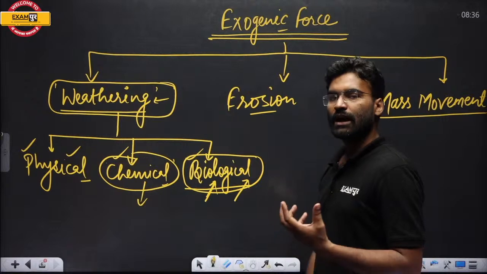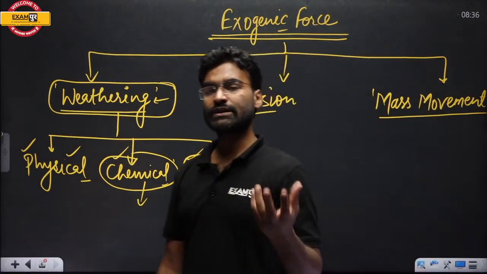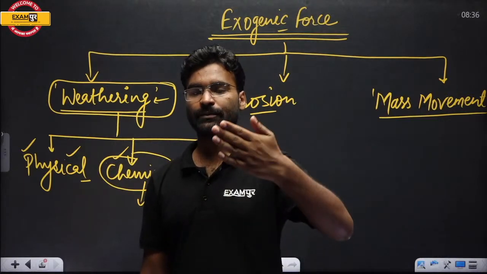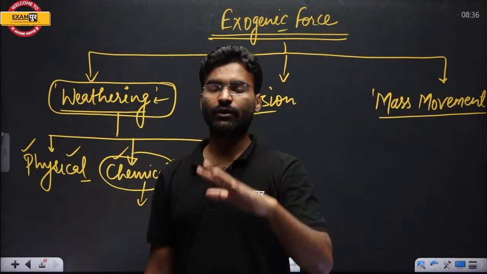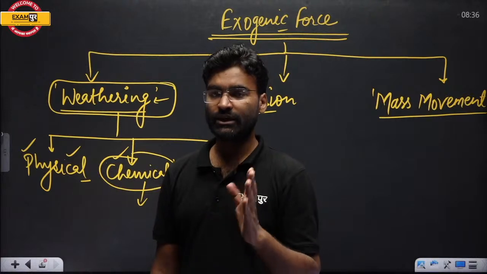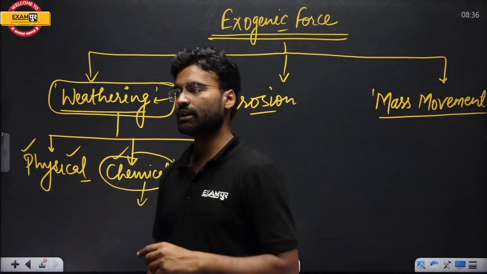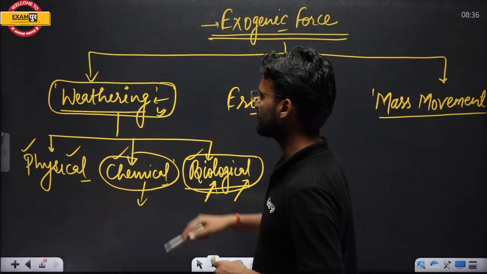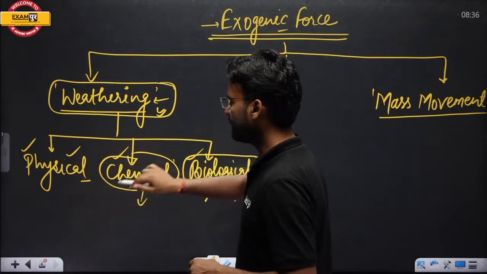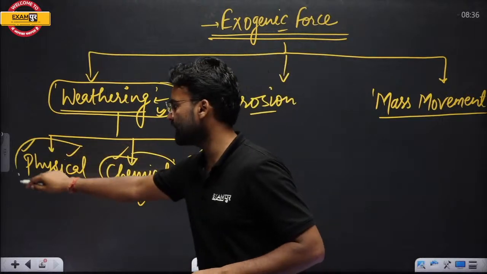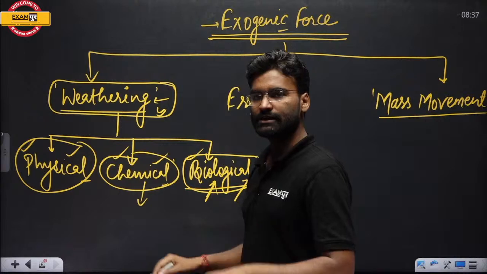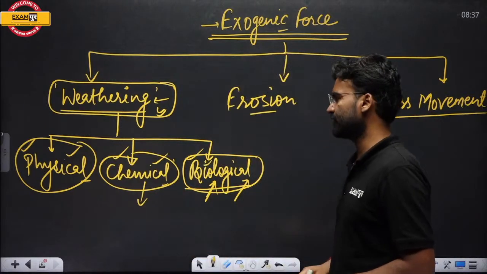That means the factors which are living or found on the earth surface are responsible for the exogenetic forces. So the factors responsible for physical weathering are also on the earth surface, chemical weathering on the earth surface, biological weathering on the earth surface.